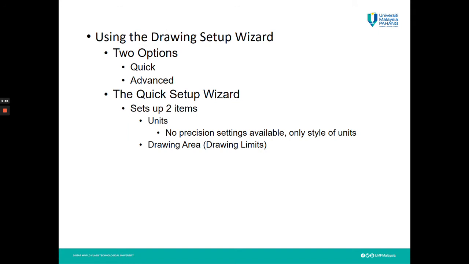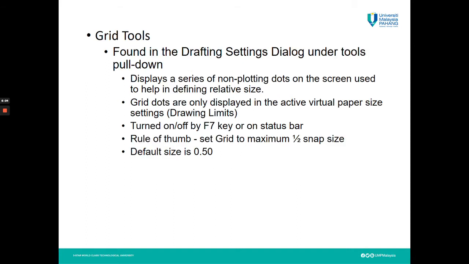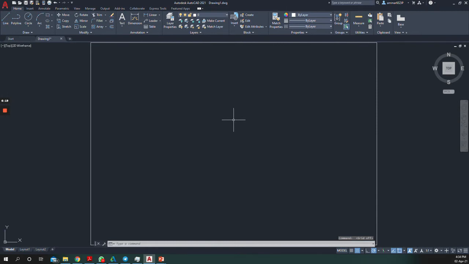Next, you need to determine the precision of the units. So the precision, you need to determine which angles, and that one we have done already. And now the grid tools. For grid tools to display, this one is the drafting setting. Display grid and non-plotting dots. So basically, if you want to remove the grid, you just type in F7, it will turn the grid off.